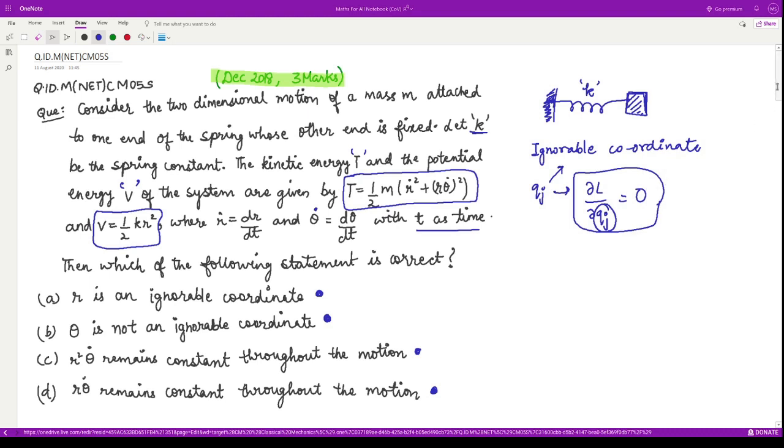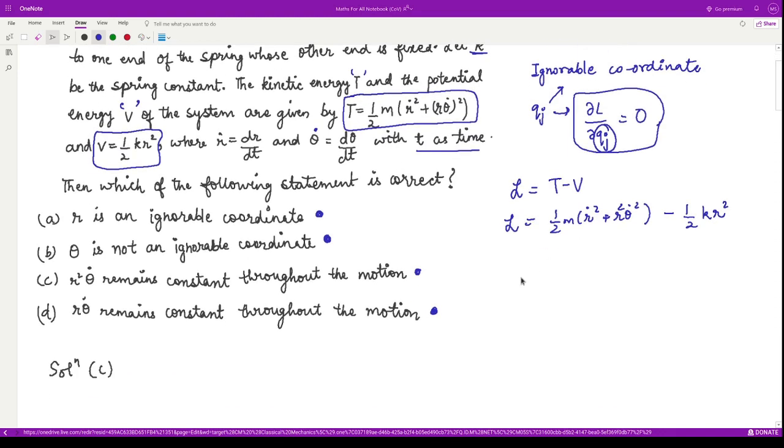So before answering these options, let us first calculate the Lagrangian. The Lagrangian is given by T minus V, where T is half m times r dot square plus r square theta dot square, minus V, and V is half k r square. So this is our L.